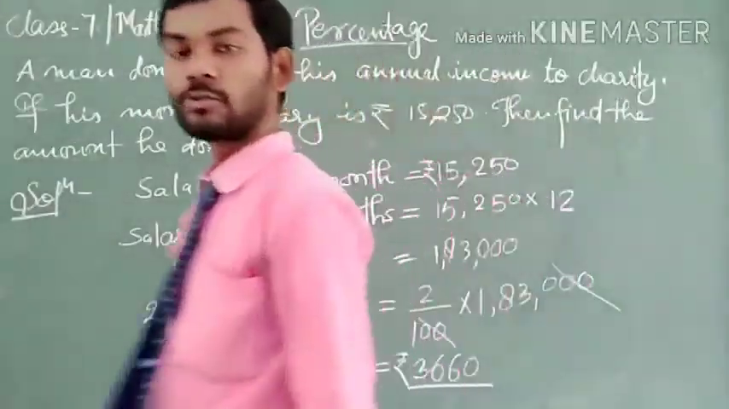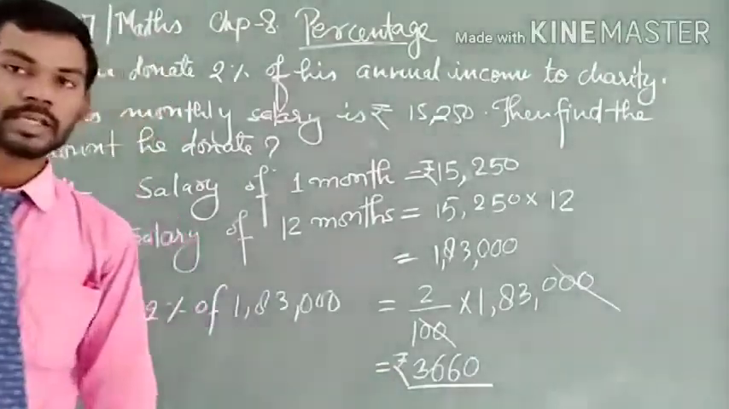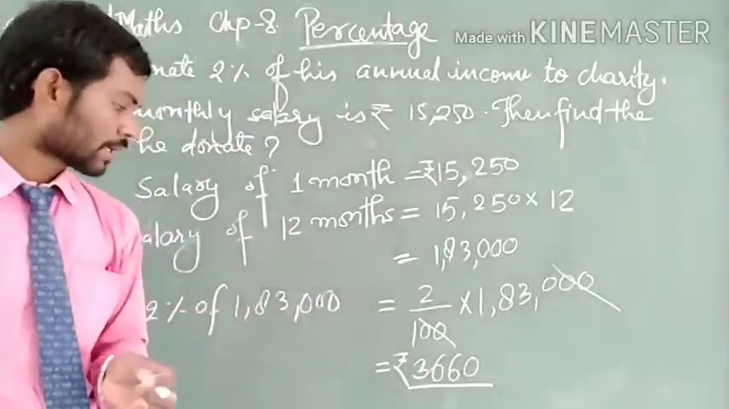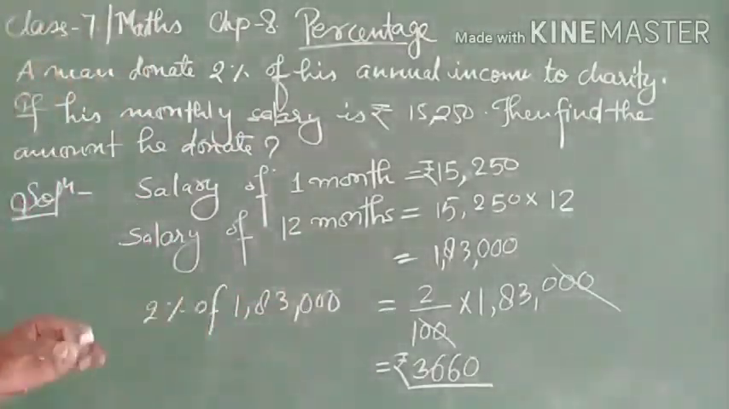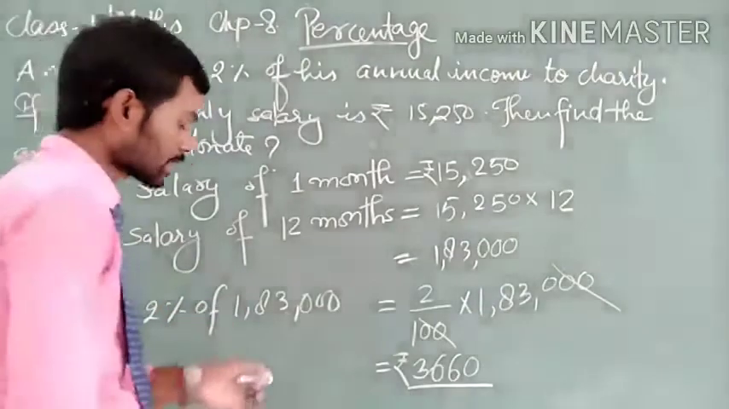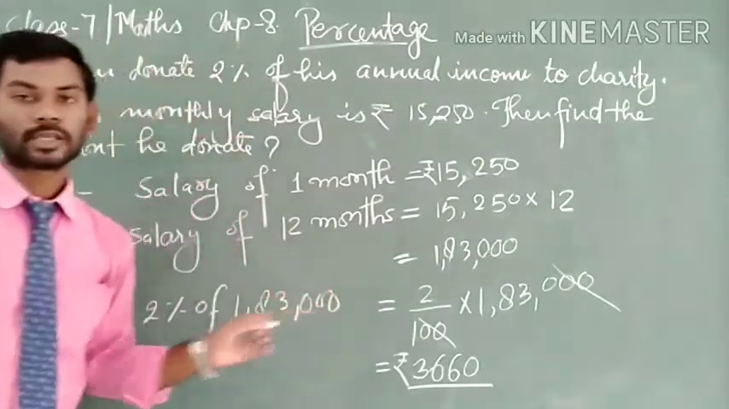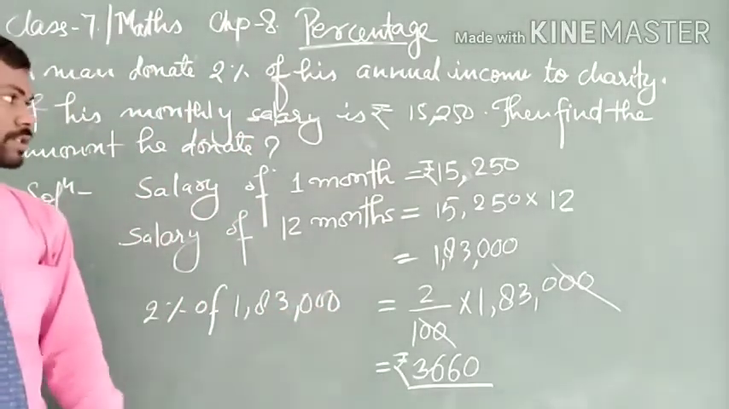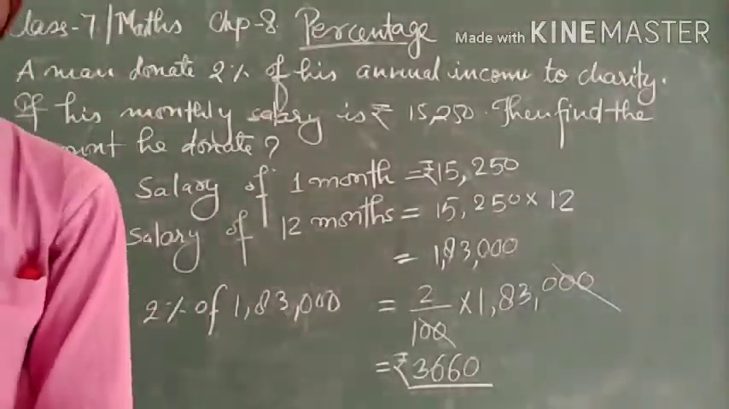So that here we get 2% of 1,83,000 is 3,660 rupees. Okay, so he donates 3,660 rupees to charity. So this is the required result of our question. Okay, students, I hope it is clear to everyone.